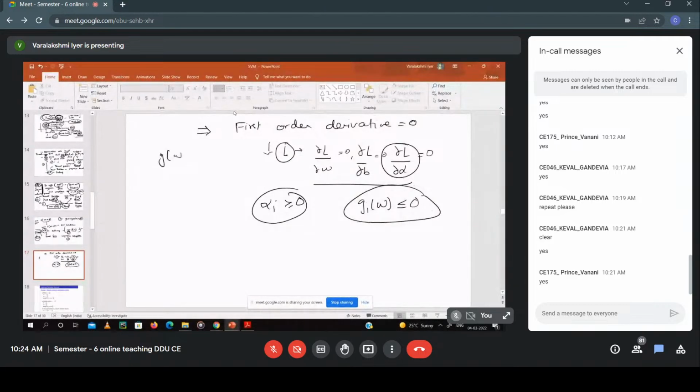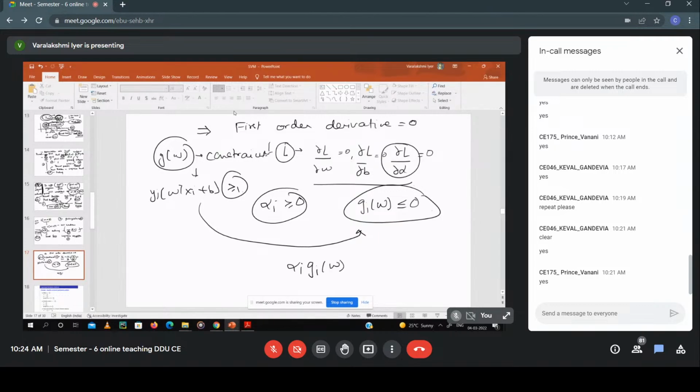G of W, if you recall, is our constraint. G of W is the constraint that we have, which is yi into W transpose xi plus b is greater than or equals to 1. But we have to convert them into this form, that is, G of i is less than or equals to 0. And the last is, alpha i into G i of W will be equals to 0. This is another constraint that we have in our KKT condition. So these are the 4 KKT conditions that we need to satisfy.